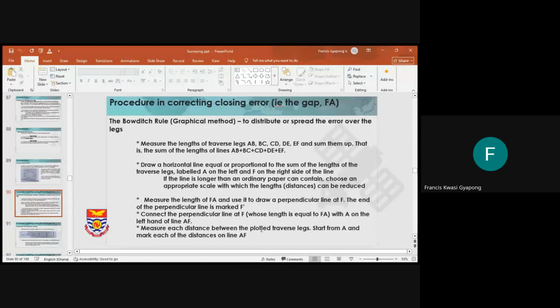Okay, so this is the procedure. Please, if you can capture the procedure on your phone, it will be fine, so that you can make reference to it when we begin the practical work. Procedure for correcting the error.